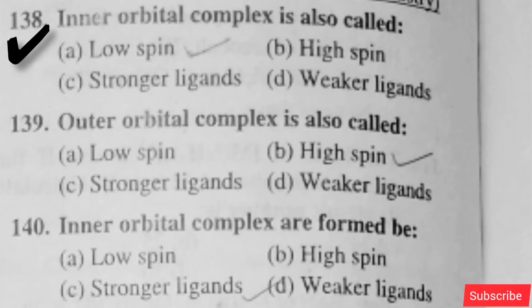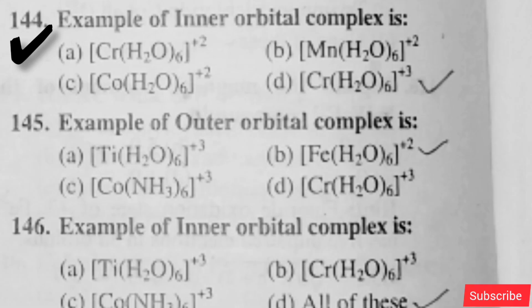Inner orbital complex is called, option A is right. Outer orbital complex is called, option B is right. Inner orbital complexes are formed by, option C is right. Outer orbital complex is also called, option D. Inner orbital complex uses d orbitals, option B is right. Outer orbital complex uses d orbitals, option A is right. Example of inner orbital complex, option D is right. Example of outer orbital complex, option B is right.